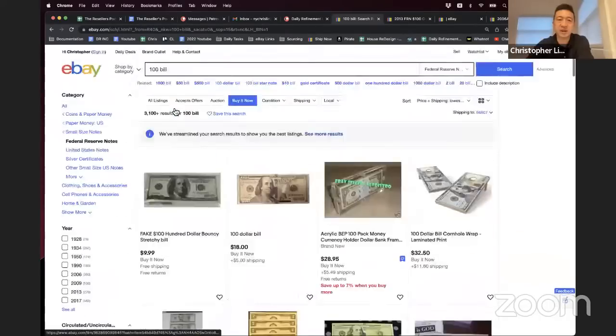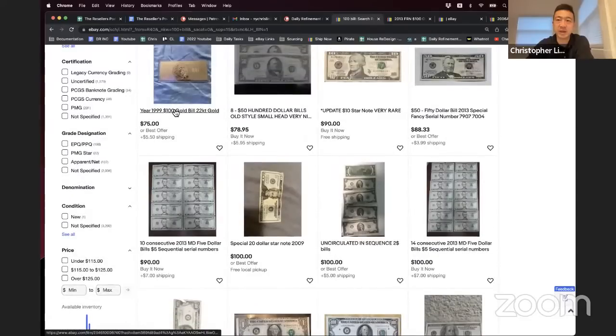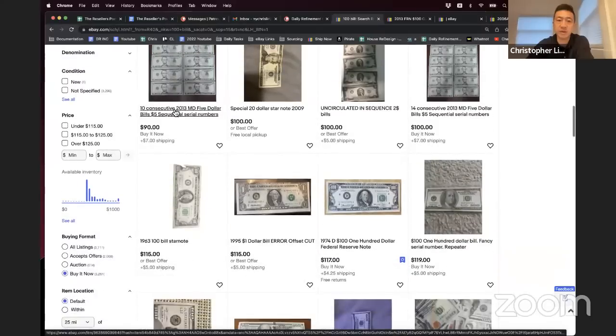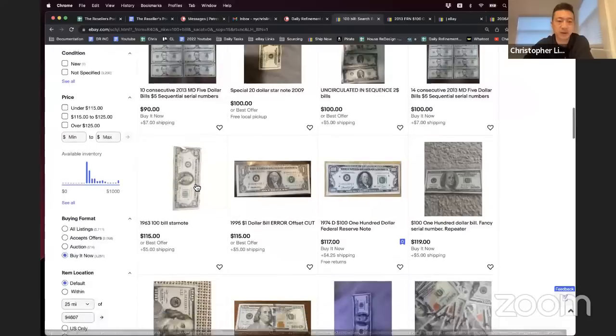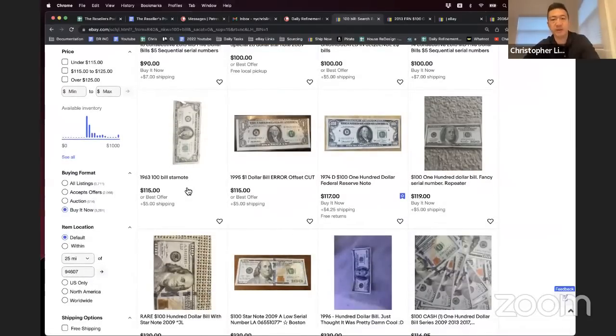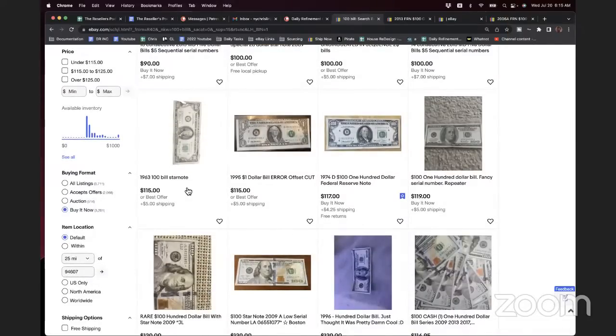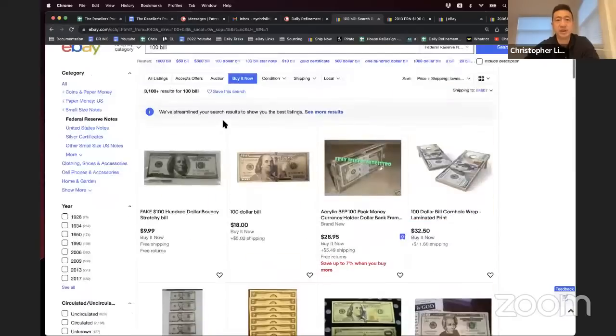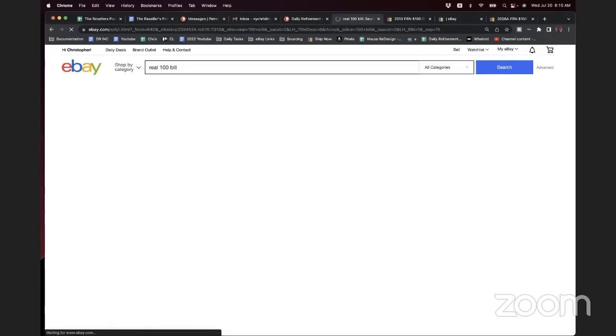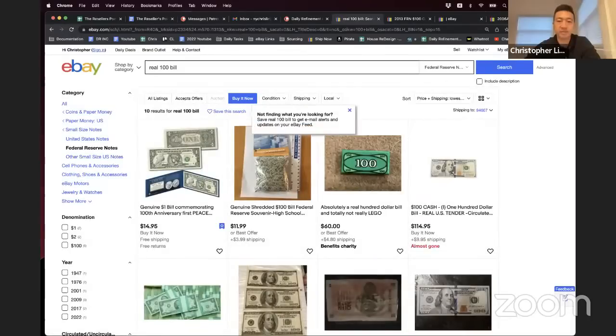Let's check $100 bill and see if there is any. It looks like the cheapest one is this one at $115 plus $5 shipping. I found one lower. There's no real in the title on any of these. That's interesting though, that someone would type in real. Because someone typed in fake, I added real. So we go real, and let me search lowest to high.